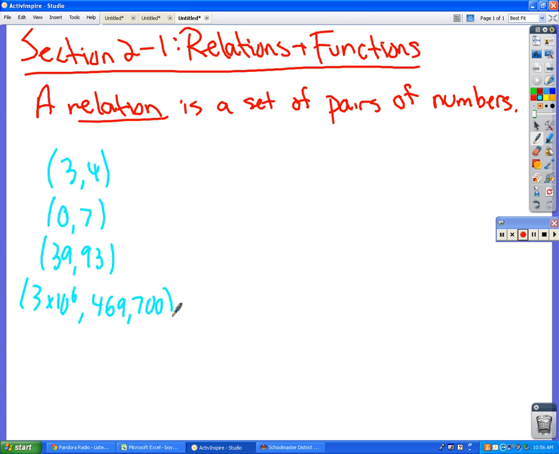Alright. Okay, so that is an example of a relation, because we have a set of 4 pairs of numbers. Not so tricky, right? We're not really going to do anything with them. And so that's one way that you can show a relation, by just listing them as ordered pairs.